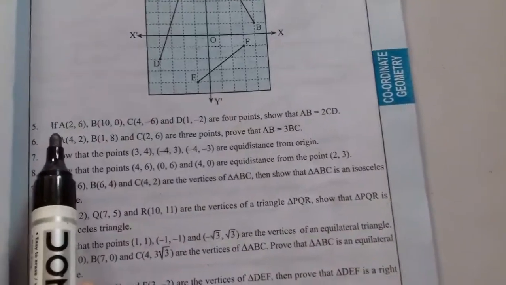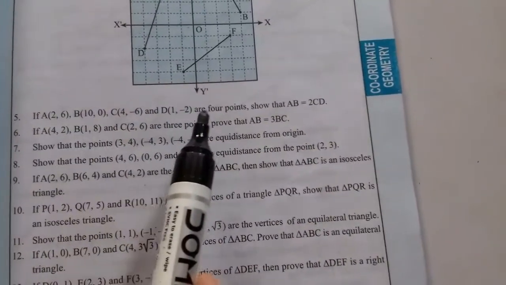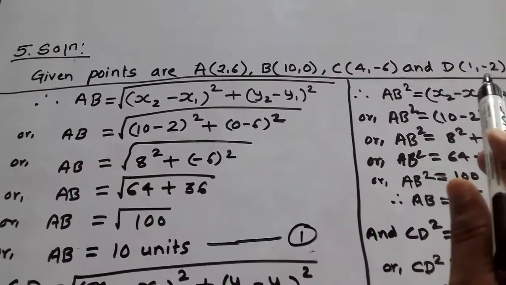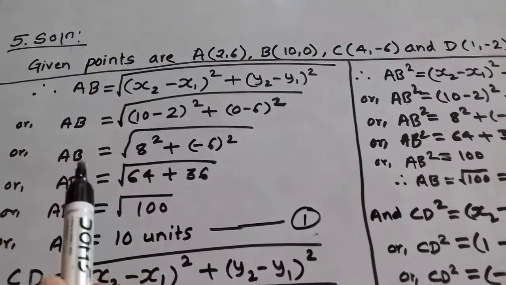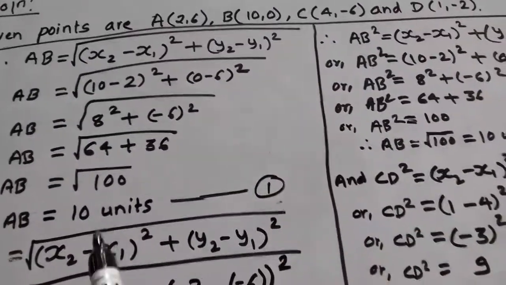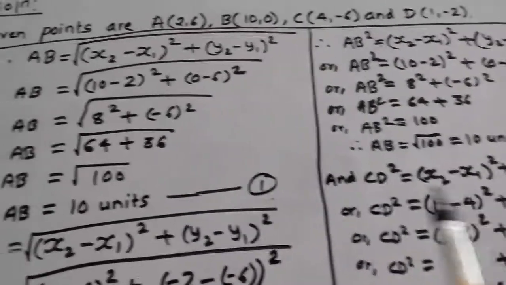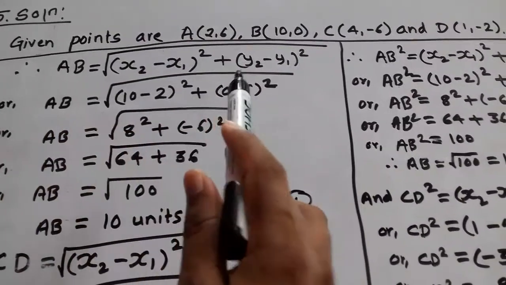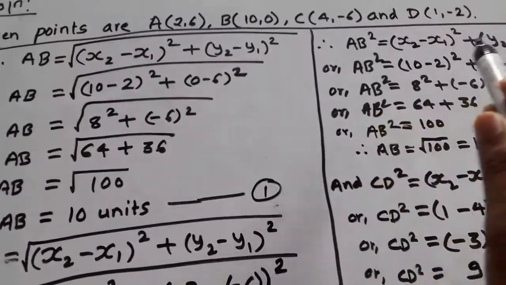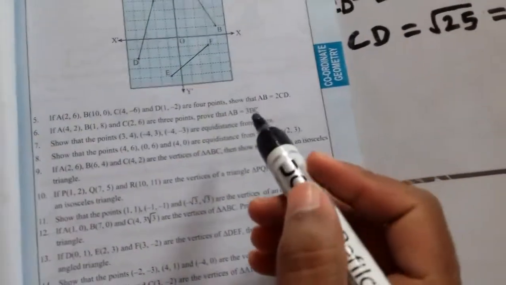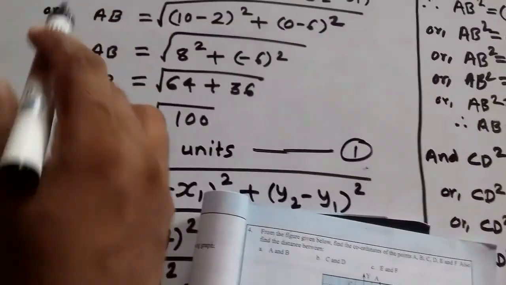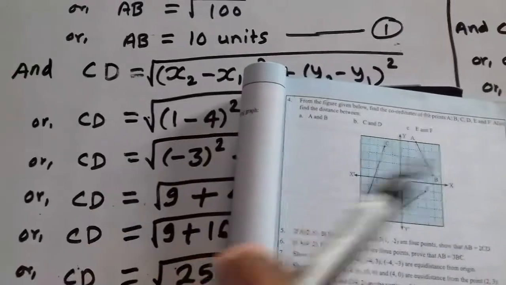In question number 5, these 4 points are given and we have to show AB equals 2CD. We have written the given 4 points. Then from that we can solve in two ways, this one and this other one. Here we have written the distance formula for AB, and here in square form. Here we have to prove AB equals 2CD. That's why we have taken AB, then we have taken CD.